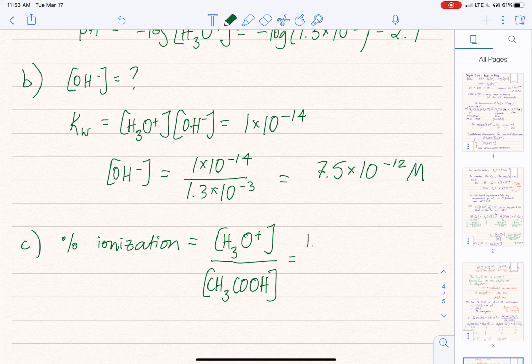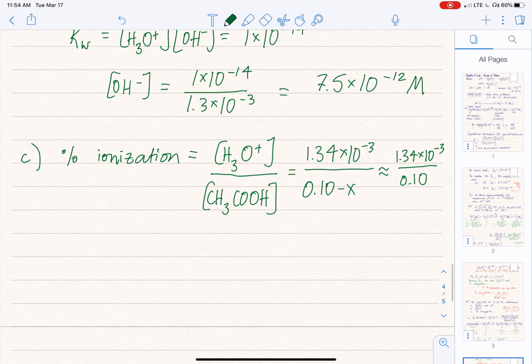And that's going to be 1.34 times 10 to the minus 3 molar divided by 0.10 minus X. But we said minus X is negligible, so we can say this is going to be approximately equal to 1.3 times 10 to the minus 3 divided by 0.10. Again, because minus X is negligible. That just makes it easier to do the calculation, so I'm going to get about 1.3% ionization.